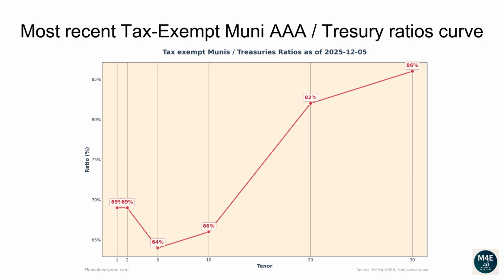The current one-year ratio is 69%. The 2 years ratio is 69%. The 5 years ratio is 64%. The 10 years ratio is 66%. The 20 years ratio is 82%. The 30 years ratio is 86%.